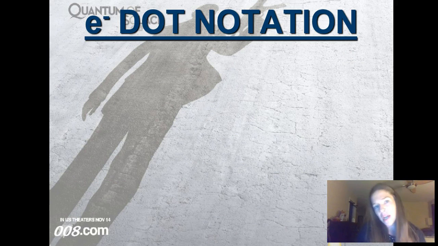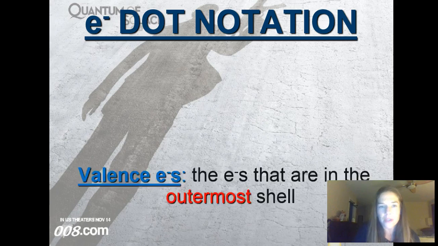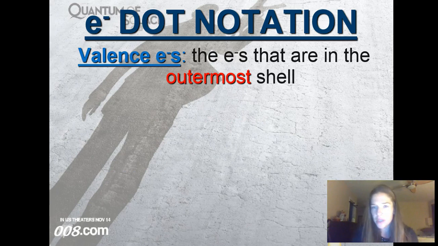So let's talk about how we depict, or how we draw the notation, or how we're going to picture all this, right? We're going to use something that we call electron dot notation. The very first thing we're going to start with are the valence electrons. Now remember, you all know that the valence electrons are the electrons in the outermost shell. If you don't know this by now, I feel bad for you.